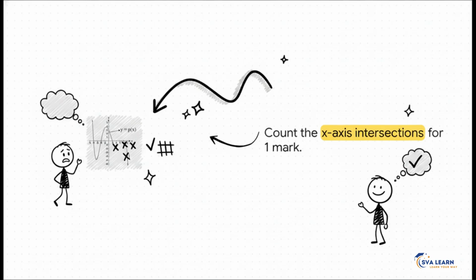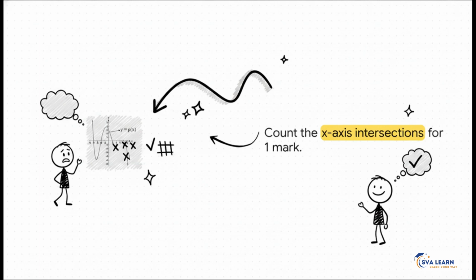But a smart 81E candidate, they just count. 1, 2, 3. The curve slices through that horizontal x-axis exactly 3 times. And what does that mean? It means there are exactly 3 zeros for this polynomial. You just count those intersections, write down the number 3, and boom. You've just bagged an instant 1 mark without doing a single calculation.